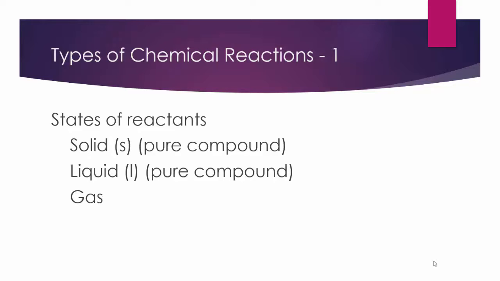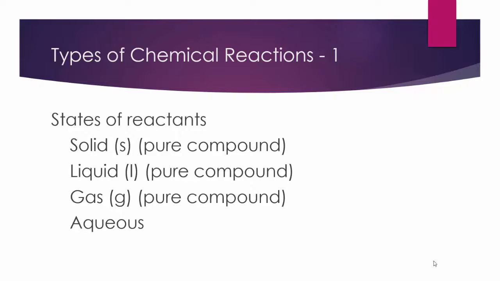The reactant could be a gas, abbreviated G. This is also a pure compound. For example, if I allow the iron bar, which is solid, to react with oxygen gas, you'll get rust. The solid is reacting with the gas.